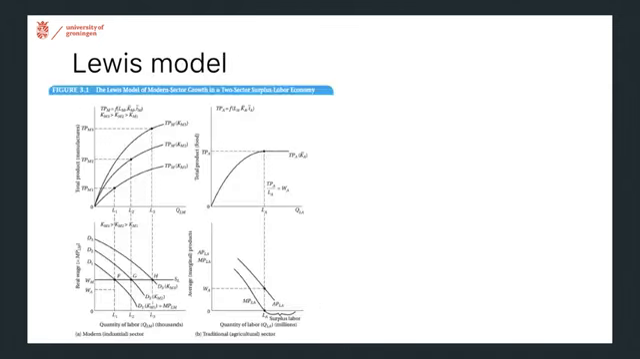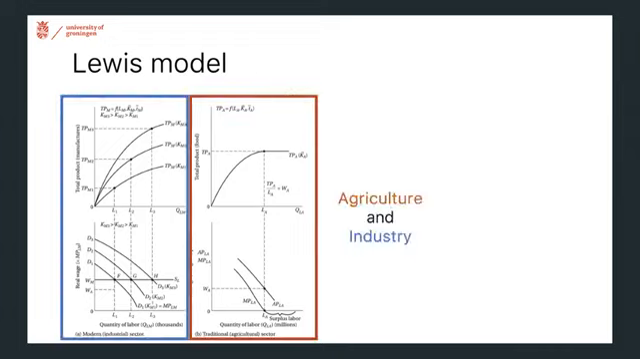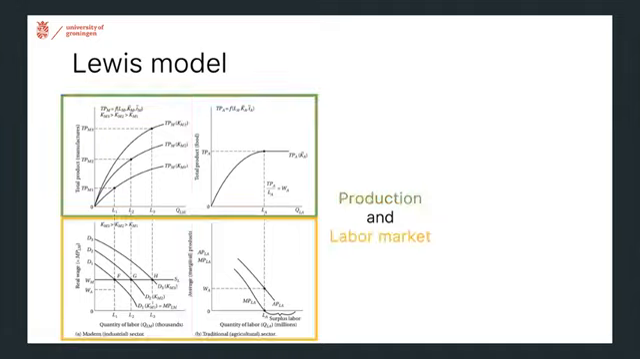Now, in this first part, we focus on the exposition as in the book, specifically figure 3.1, which shows these four subgraphs. To go through that, the right-hand side of these two are for the agricultural sector. The left-hand side are for the industrial sector. The top two figures are the production side of the model, and the bottom two are the labor market.